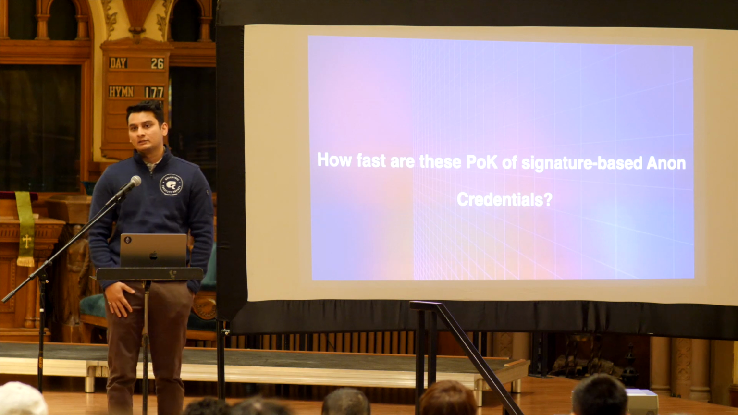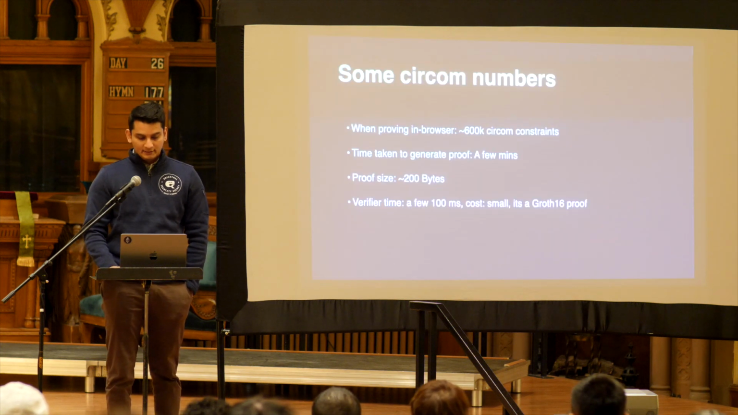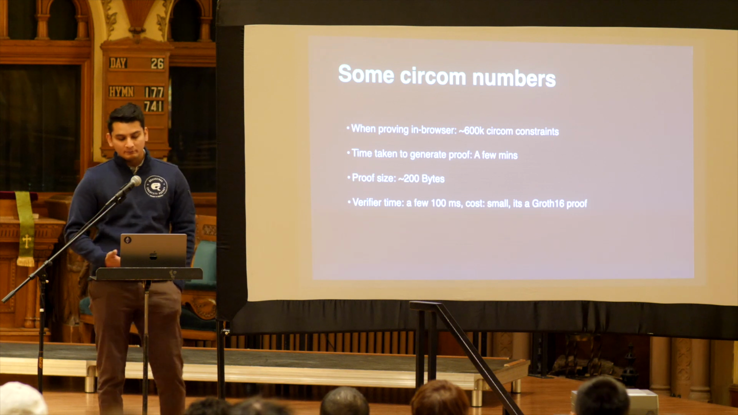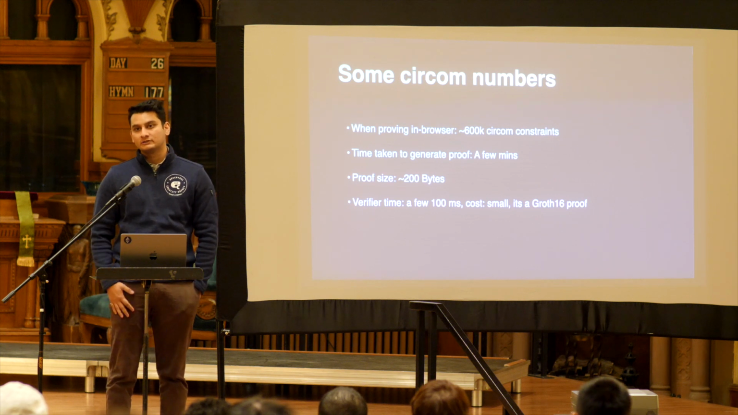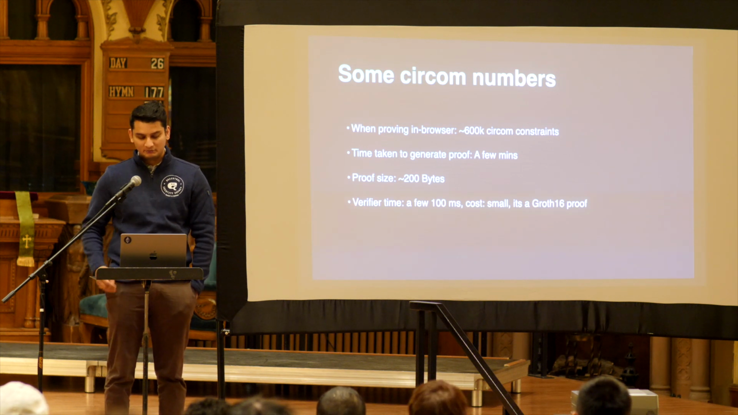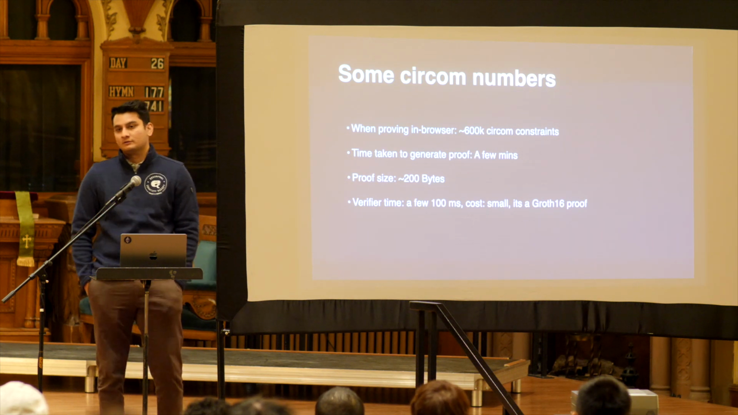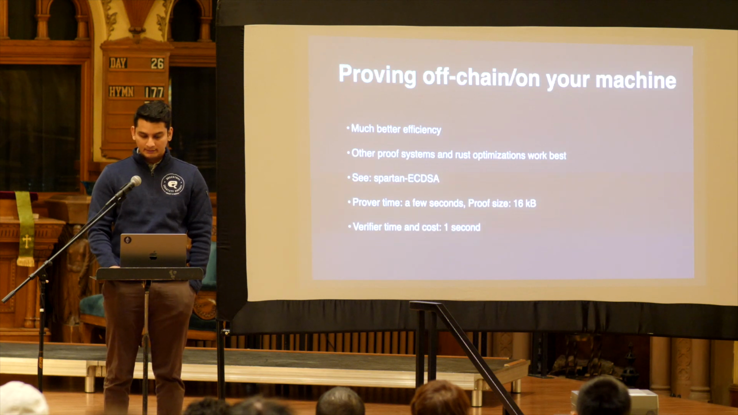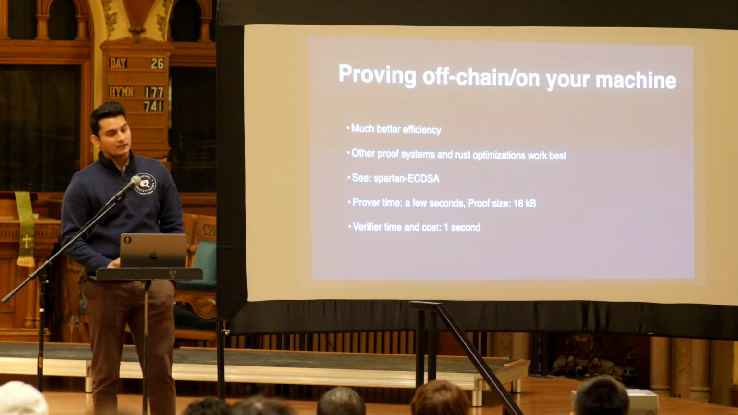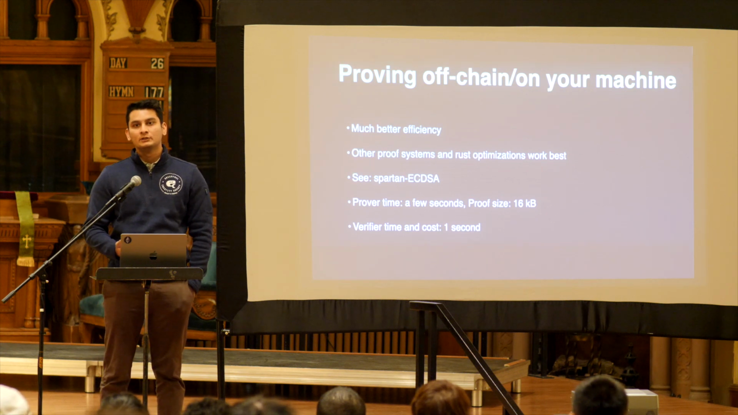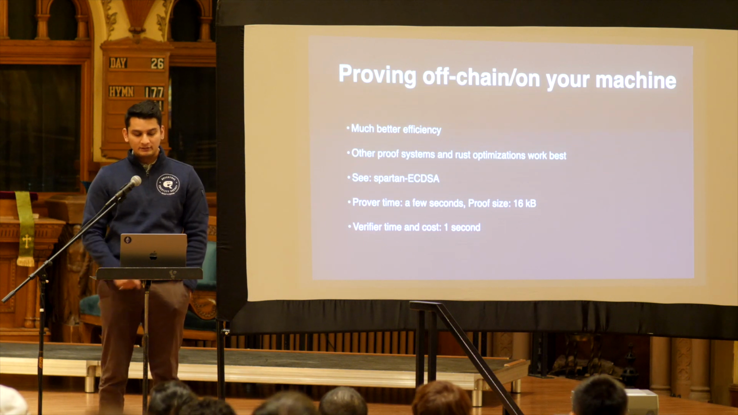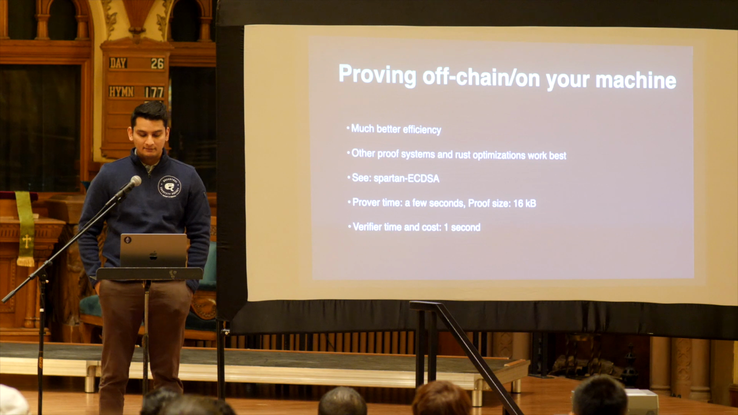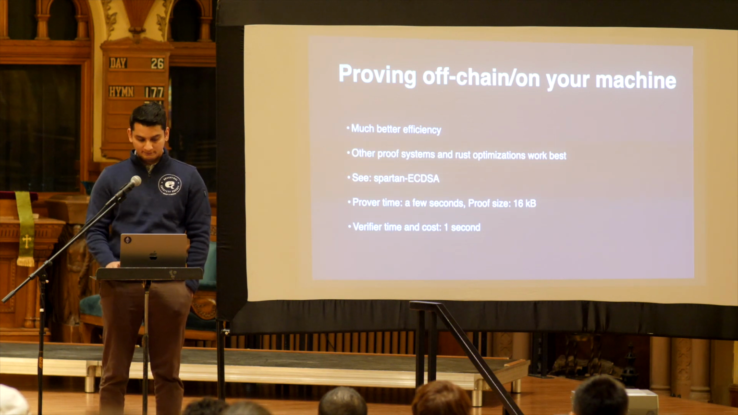So how fast are these anonymous credential generations, right? So we have some CIRCOM numbers here. Based on our implementation, we're able to get CIRCOM constraints around 600,000, plus or minus maybe 50,000. It takes a few minutes to generate the proof in your browser. The proof size is small, and you can verify it efficiently. And there are other proof systems which are Rust-based. Using them in browsers is perhaps a bit more challenging, but they have achieved better results from this proof system called Spartan, which is a bit newer, but also a great proof system.